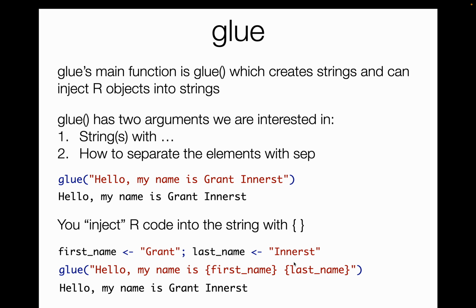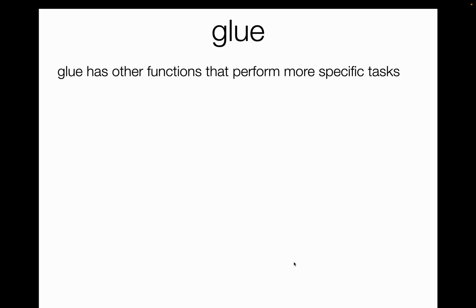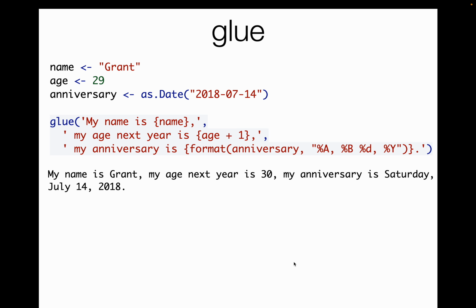So if I define first name, and I put my first name, and last name, I put my last name, and I use glue, and I say, hello, my name is, and then inside two sets of curly braces, I put the two objects that I've defined in R. So think I've run that first line of code where I define first name and last name, and then I run the glue code, and lo and behold, it injects those objects into the string. And that can be helpful for us.